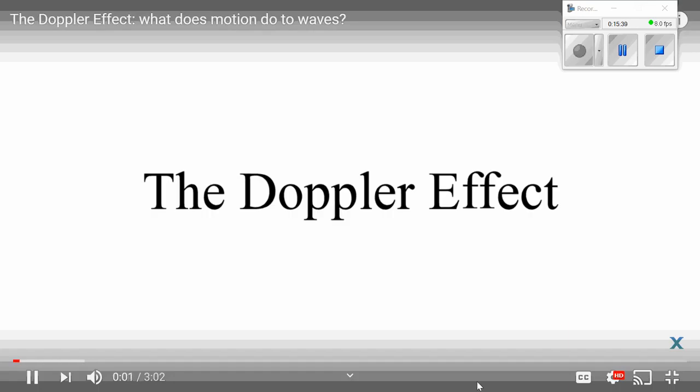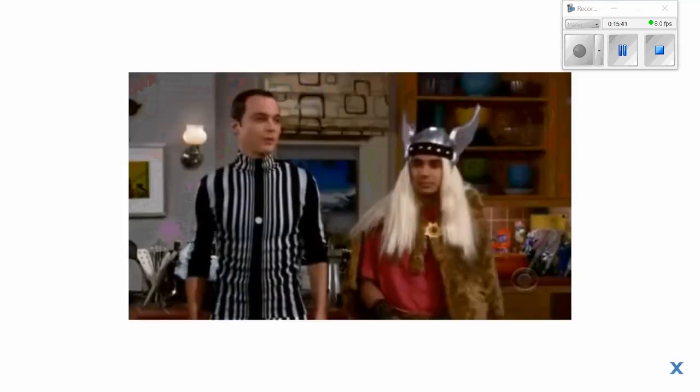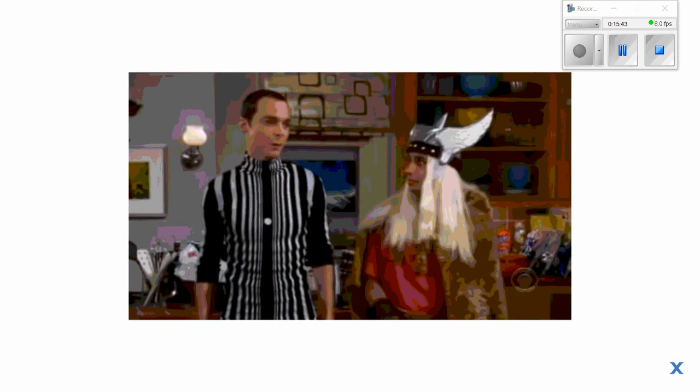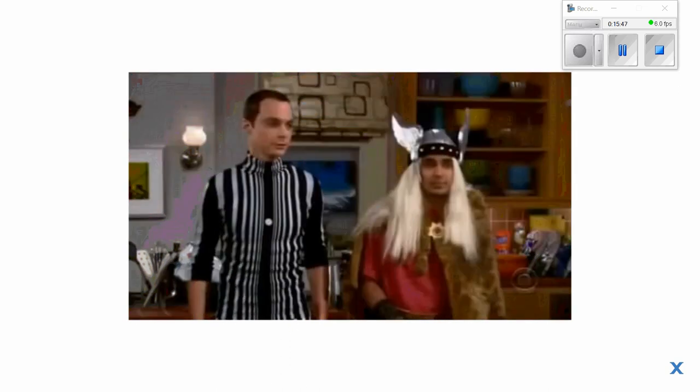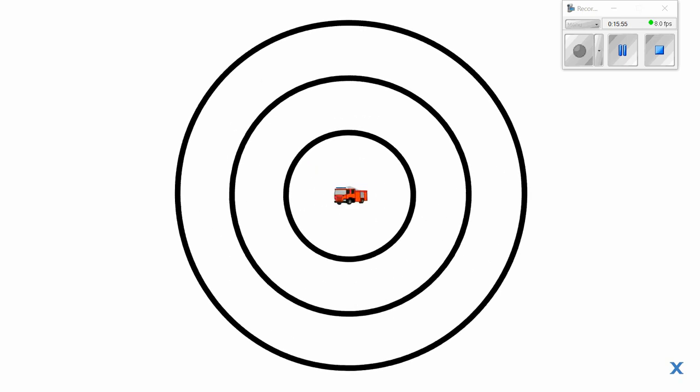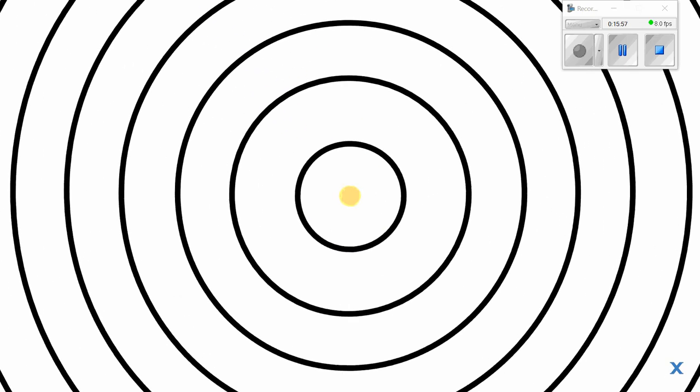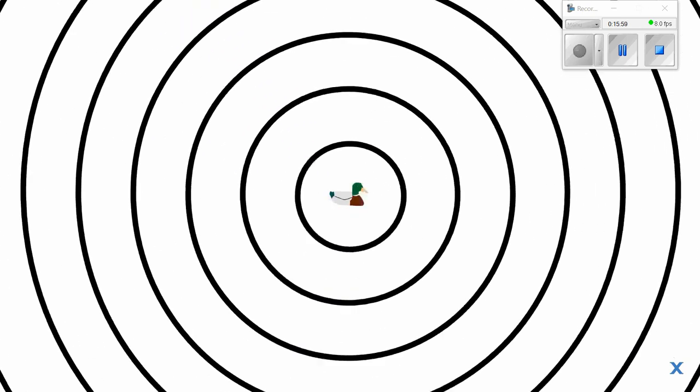The Doppler effect. In Sheldon's words, it's the apparent change in the frequency of a wave caused by relative motion between the source of the wave and the observer. The Doppler effect is perhaps best explained visually. So here's a thing that is emitting waves. It could be a fire truck emitting sound, it could be a star emitting light, it could be a duck creating ripples on a pond.